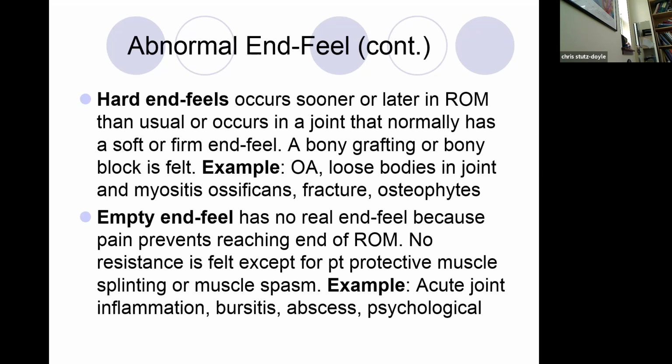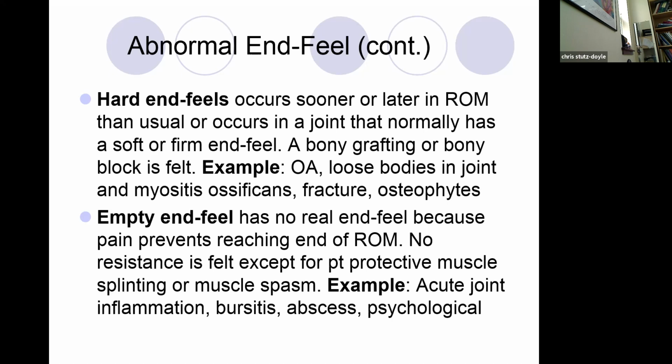Hard end feel occurs sooner or later in the motion, and it's a bony block. So if there's something stuck in the joint, so OA, let's just say for a knee, we're going to bend the knee and we can't bend any further. Somebody who's got sickle cell anemia, some pathology. There's a loose body in the joint, myositis ossificans, a fracture, an osteophyte. You can't go to the full range of motion because you're stuck. It's a bony end feel.